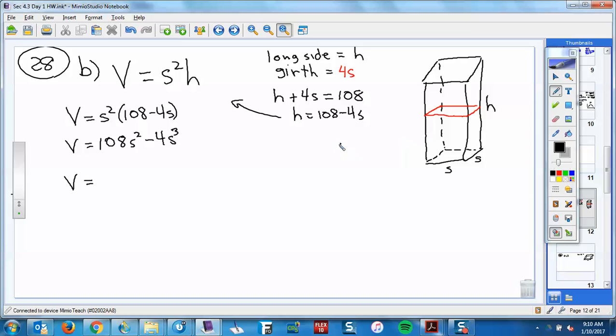What are my endpoints? Because s is my input, so what's the littlest s can be? It's okay to put 0. You're right. Remember the box problem we did the other day? Obviously your volume is going to be 0, but that's okay. So the littlest s can be 0. What's the biggest s could be? Well, again, that's if you used all 108 for s. The biggest s could be is if h was 0. So right here, if h is 0, what would s be?